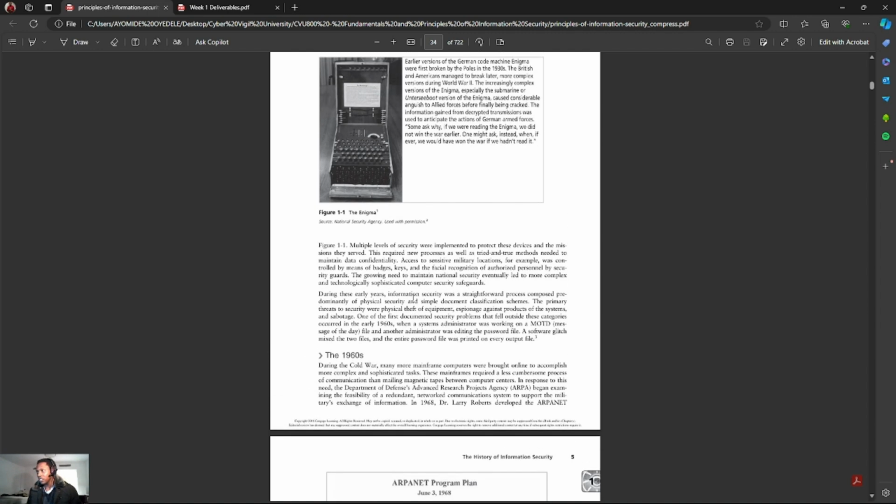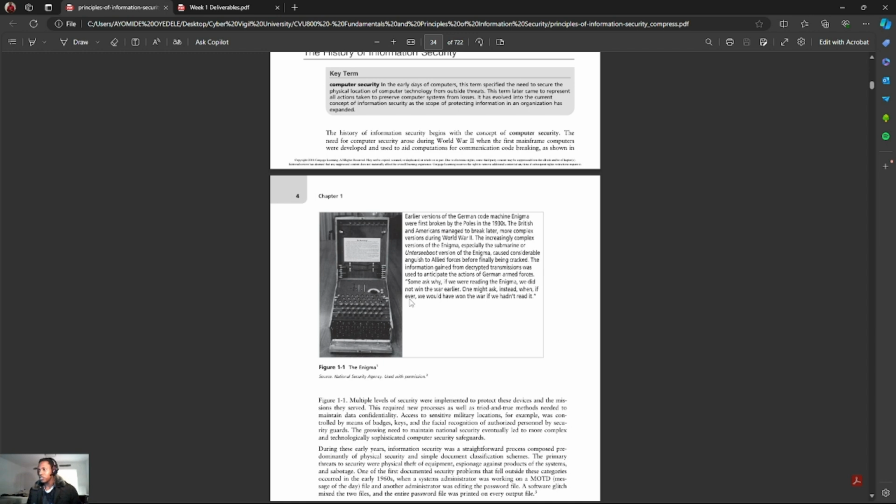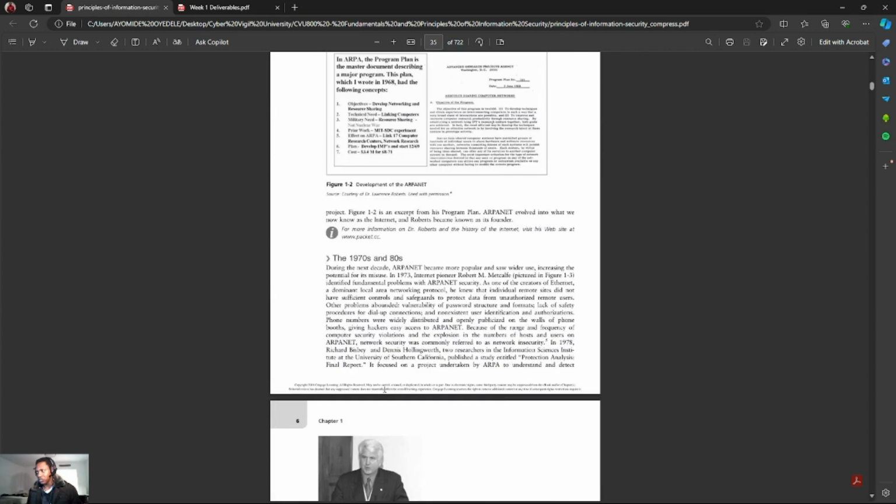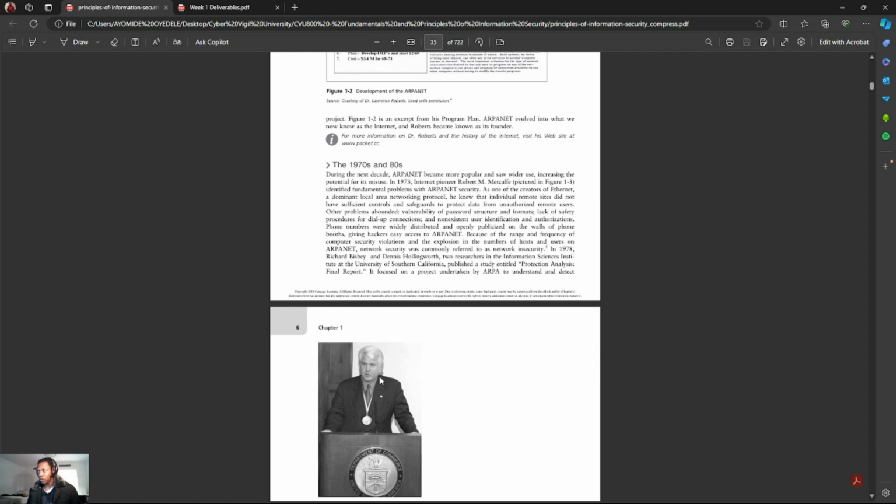But fast track to today, you can see what we have right here on my screen: what we used to have as the earlier versions of code machines or computers, as the case may be. I'm sure many of us will be familiar with things like the typewriter, but this was actually called the Enigma. I think there's a movie tailored to this. I don't know if anyone has seen that movie. So there's actually that aspect of computing.